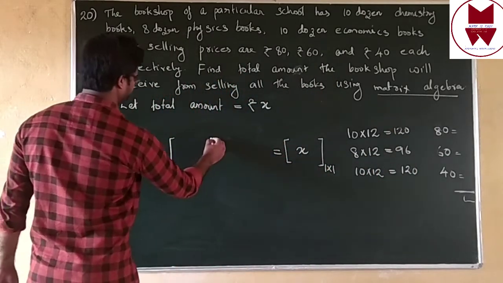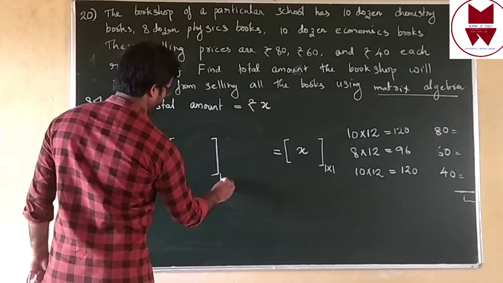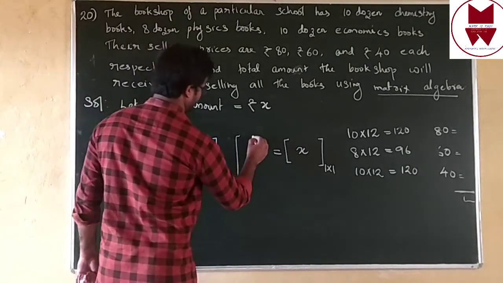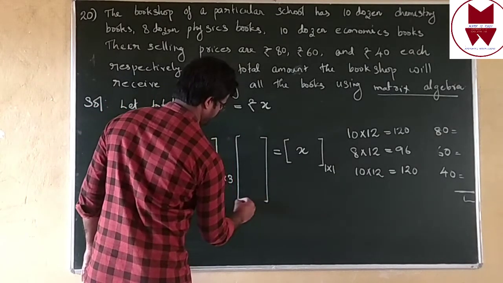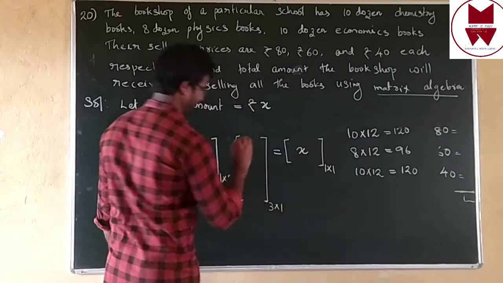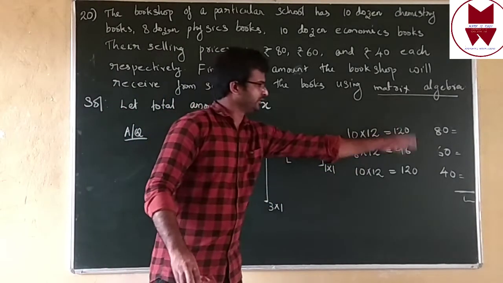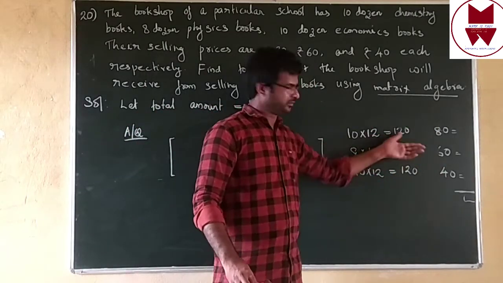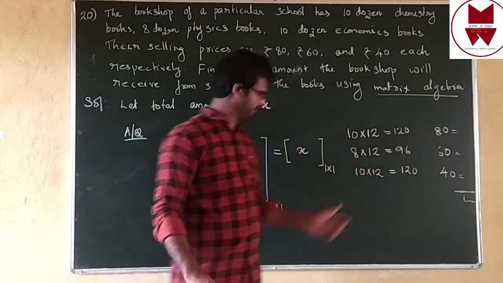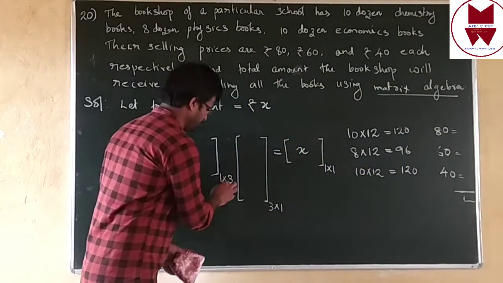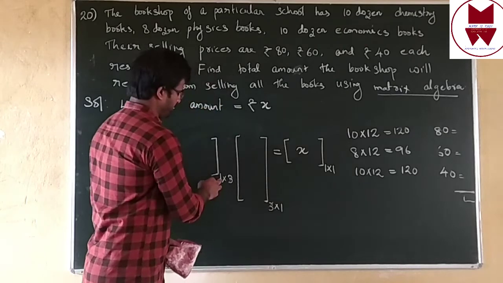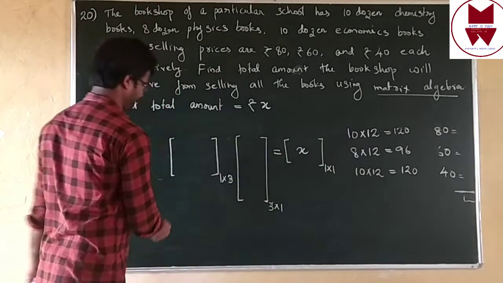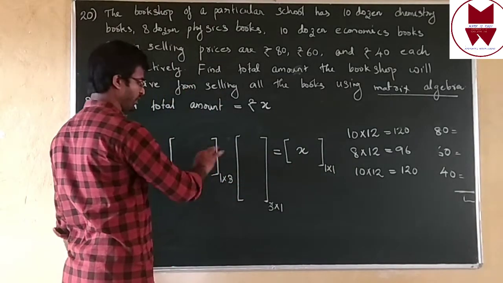That means 1 by 3, then 3 by 1. Check it. Because there are only 3 values, 3 prices, and 3 quantities of books, isn't it? That means we need 3. We have written 3, 3. Check it: 1, 3, 3 cancel, remaining 1 by 1. That is our answer, isn't it? First write the 1 by 3 matrix. That means 1 row and 3 columns.